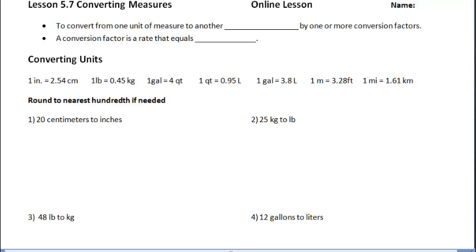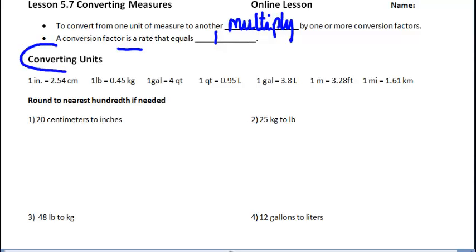This is lesson 5.7, Converting Measures, chapter 5. In this lesson we are going to convert from one unit of measure to another, like from the metric system to the English system or the English to the metric system. In order for us to convert from one unit of measure to another, we have to multiply by one or more conversion factors. And a conversion factor actually is nothing but a rate that equals 1.